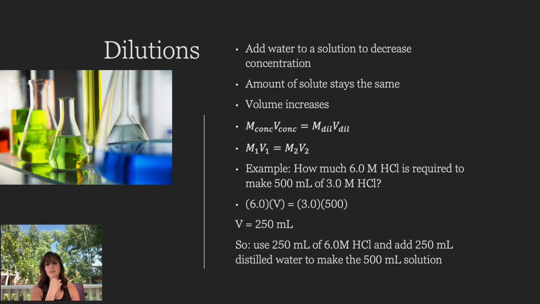If you were actually going to make this solution, you would take the 250 milliliters of the 6 molar HCl and add 250 milliliters of distilled water. Combined, you get the 500 milliliter solution.